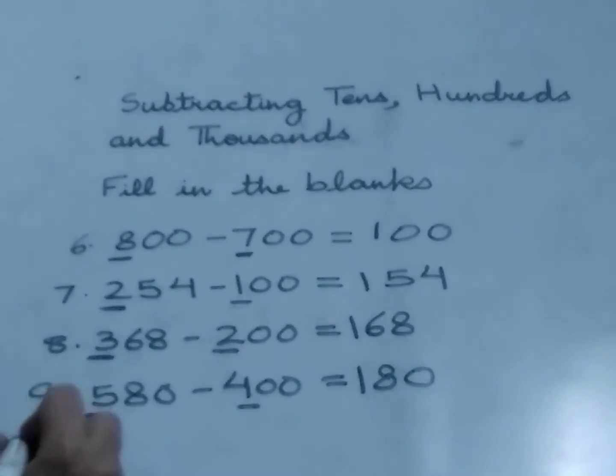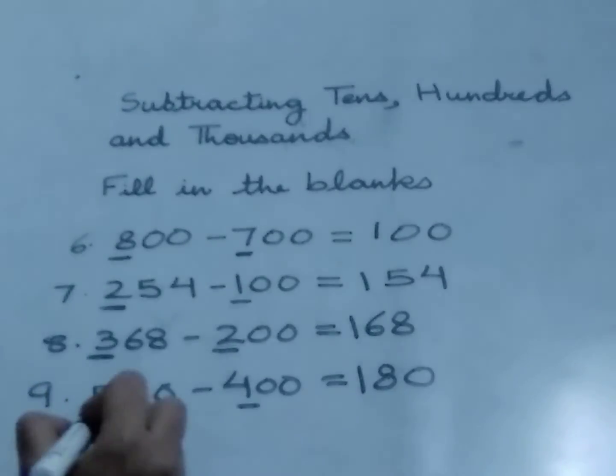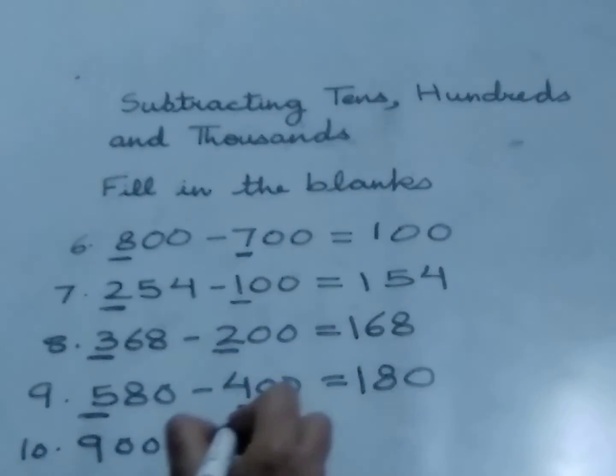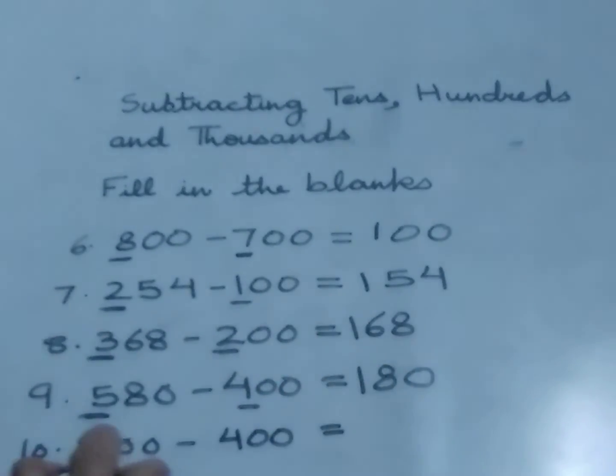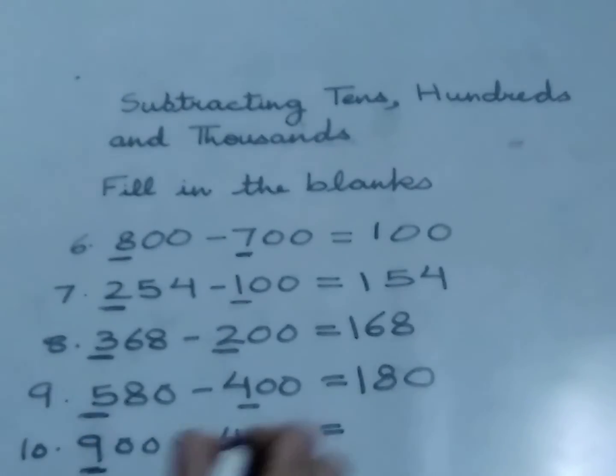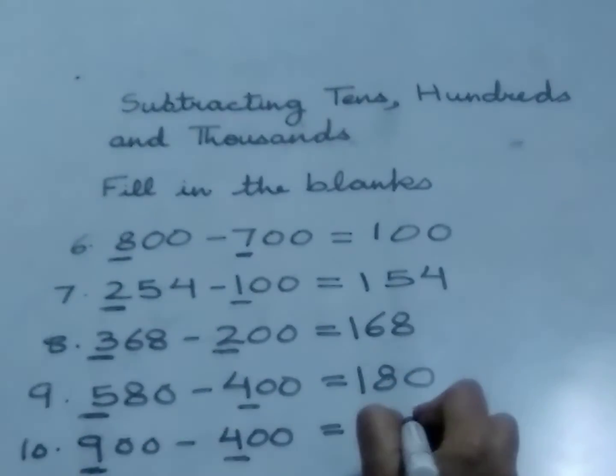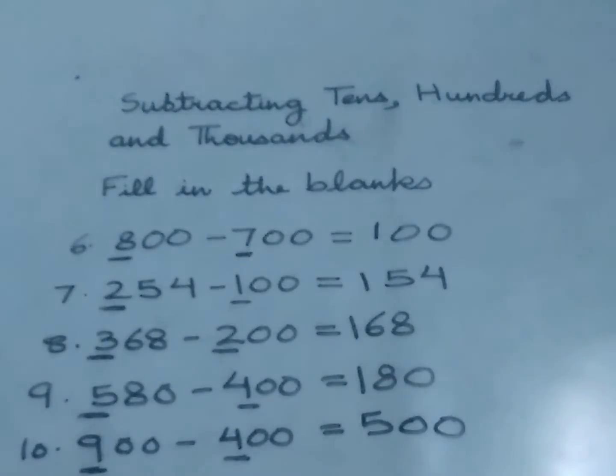And then last question is 900 minus 400. Decrease the hundreds digit by 4. 9 minus 4 you get 5 and the remaining number 00. 500 is your answer.